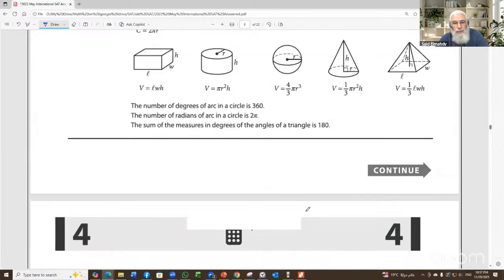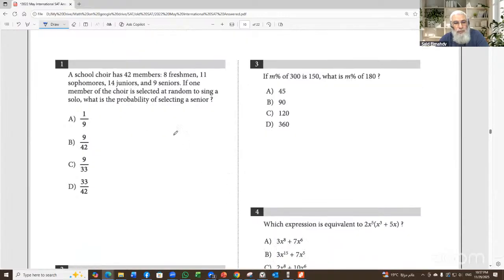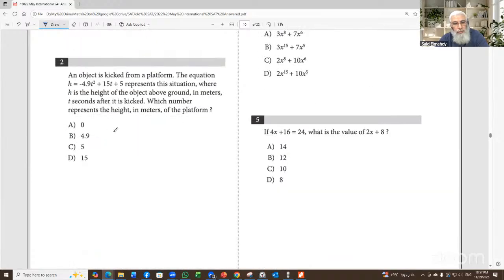This is module number 1. Module number 2. A school choir has 42 members: 8 freshmen, 11 sophomores, 14 juniors, and 9 seniors. If one member of the choir is selected at random to sing a solo, what is the probability of selecting a senior? So we need seniors divided by the total number of the school choir, which is 9 divided by 42, which is choice B.